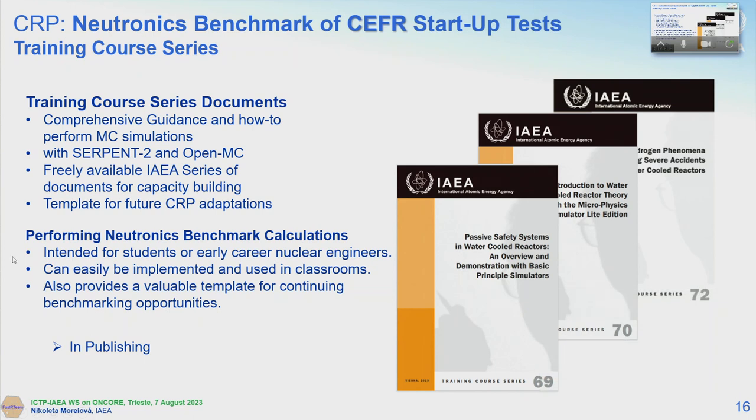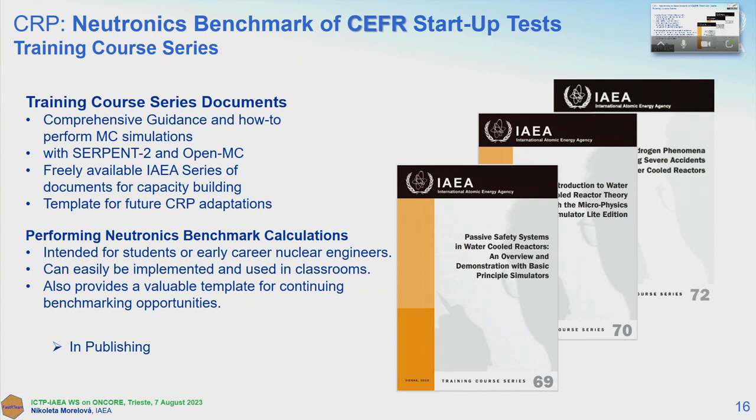One of the outputs related also to ENCORE is the neutronic benchmark of CFR startup test training course series, which will be available also this year. And this training course series is a great ENCORE-related output from this coordinated research project, because it shows how to perform Monte Carlo simulations with two tools, Serpent and OpenMC. And it's really a very comprehensive and detailed training course series on how to approach modeling of the core of the fast reactor. It is intended for students, also early career engineers.